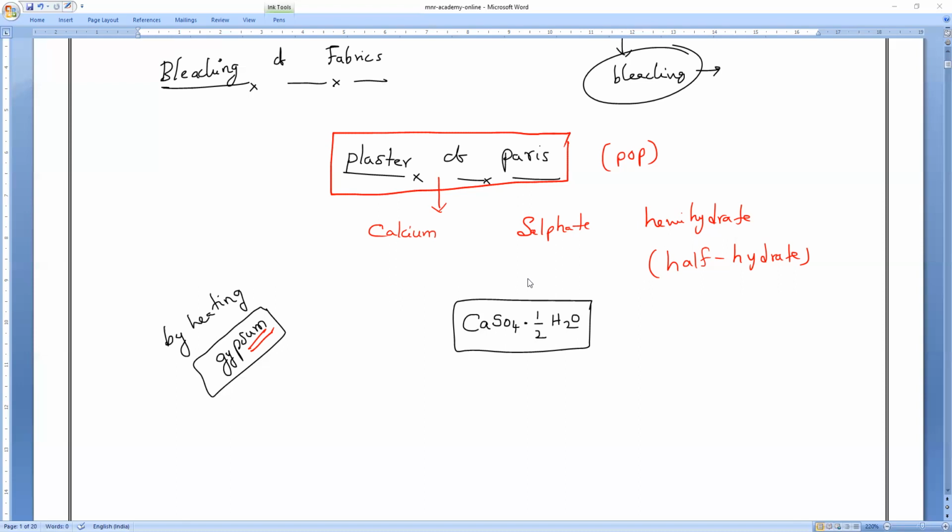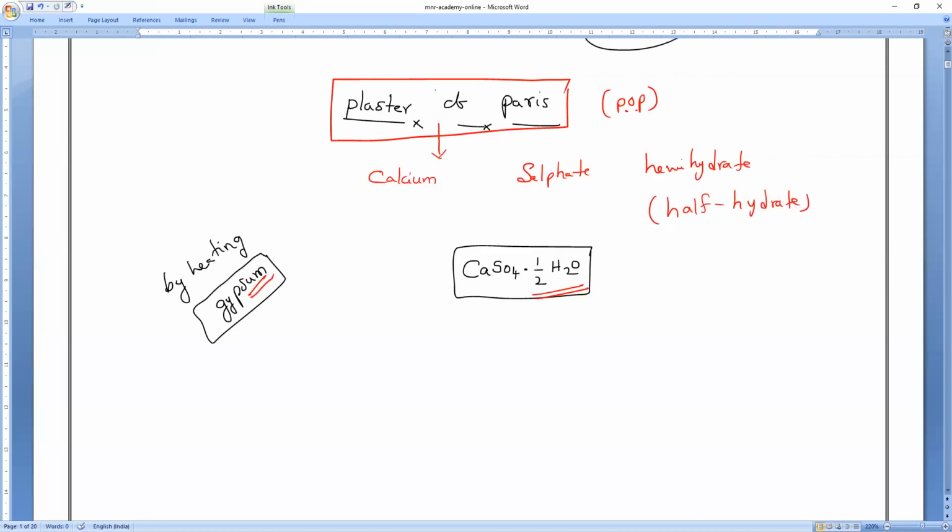So plaster of Paris, commonly we can call P.O.P. POP means plaster of Paris. Okay. So what is the formula of plaster of Paris, everyone? CaSO4 dot half H2O. Read it. Reading is very important. CaSO4 dot half H2O is called plaster of Paris. Is it clear, all of you?